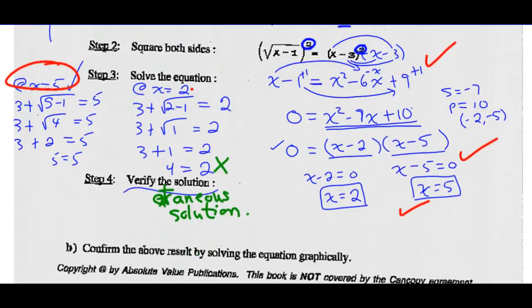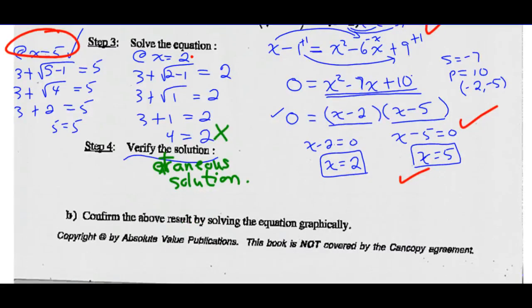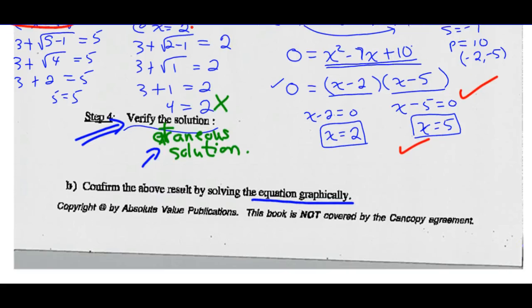Now if you solve this equation graphically, you will never ever get any extraneous solutions. When you solve it algebraically, you must always verify, because there are sometimes you get solutions that are not true. If you solve it algebraically, you have to check. If you solve it graphically, you will never ever have extraneous solutions.